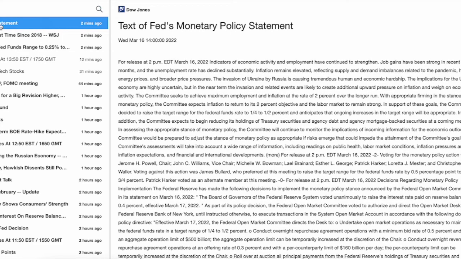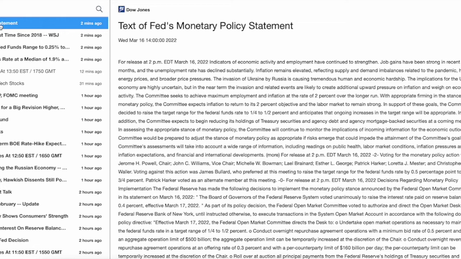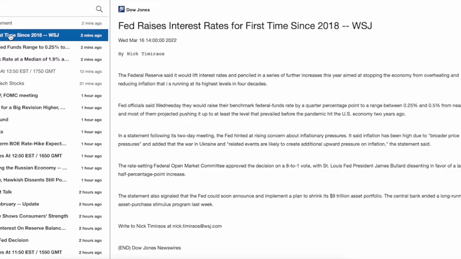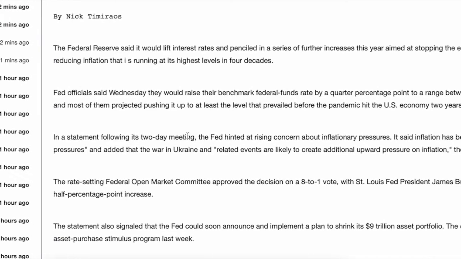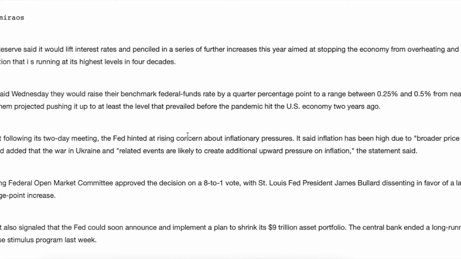Here we go. It's been announced. So what does it say? Interest rates raised the first time since 2018. And I imagine this is just a statement.